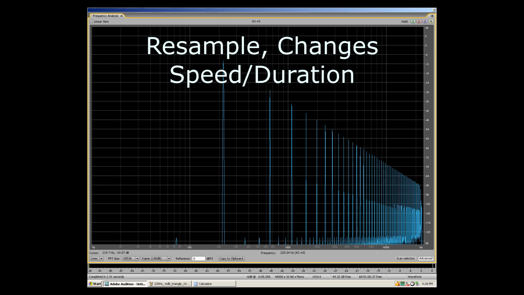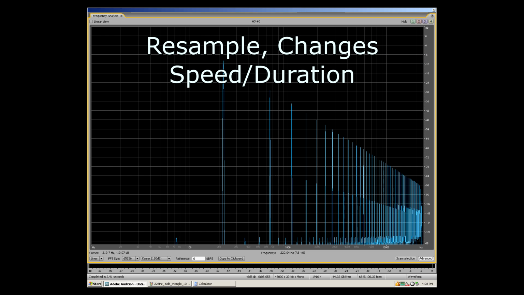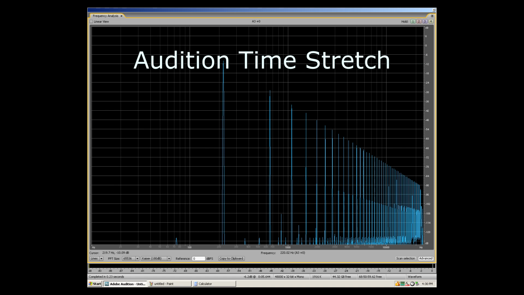For kicks and giggles, I took our 48 kHz waveform and slowed it down to about 97.8% and then resampled it back to 48K. This gives us very similar results to our original 220 Hz reference. I also tried the time stretch method. This essentially internally slows down and resamples the audio, and it's not quite as clean as doing it as an offline process, but we definitely don't have the sideband artifacts like we did with the traditional pitch correction methods.